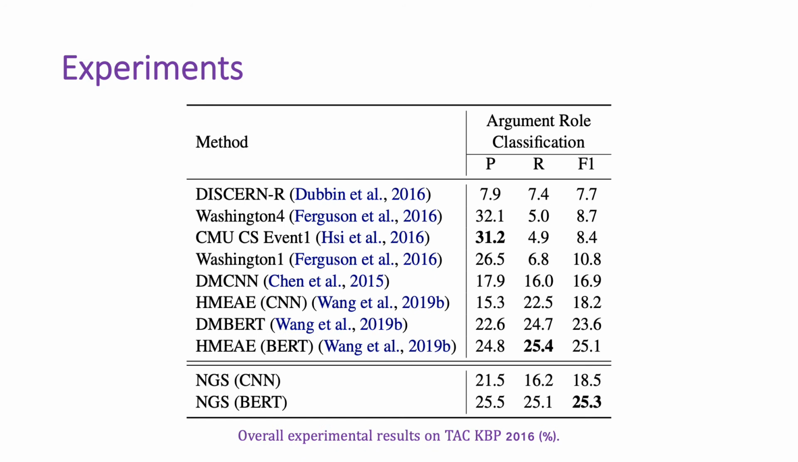This is the overall experimental results on another dataset, the TAC KBP 2016 competition, that is, the event argument extraction track. From the comparisons to the state-of-the-art systems and also the top performing models in the competition, we can observe results consistent with those on ACE 2005.